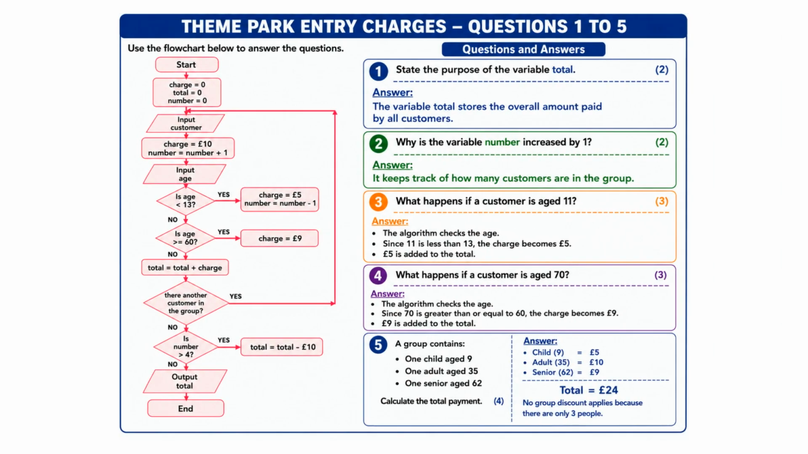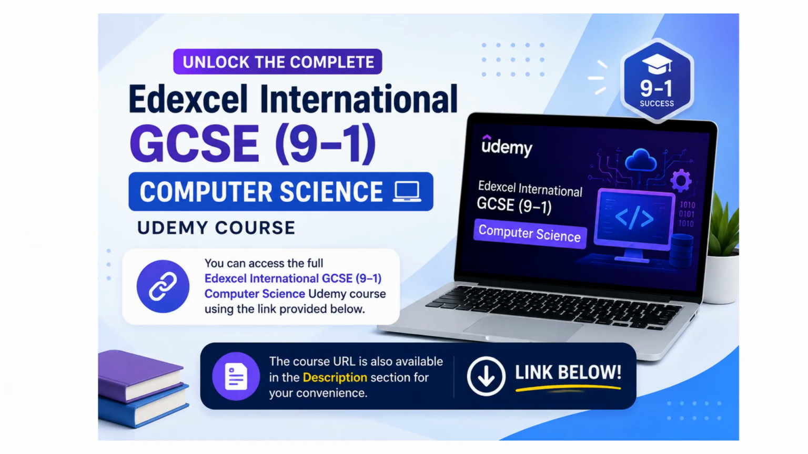This slide contains questions and answers related to the theme park entry charge flowchart. Question 1 asks why the variable number is increased by 1. The answer is that the variable keeps track of how many customers are in the group.